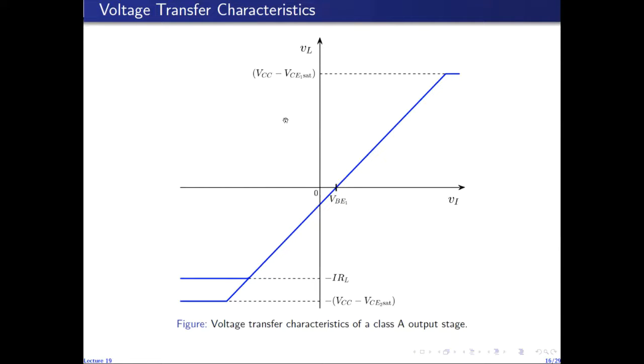So this curve, which is the plot of the load voltage against the input voltage, is called the voltage transfer characteristics of the class A amplifier.